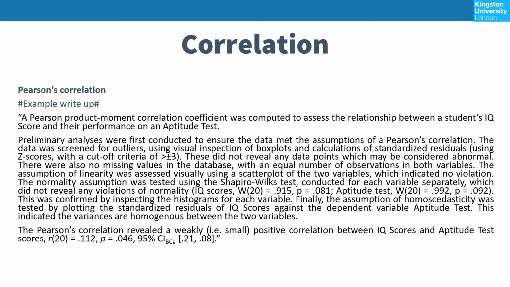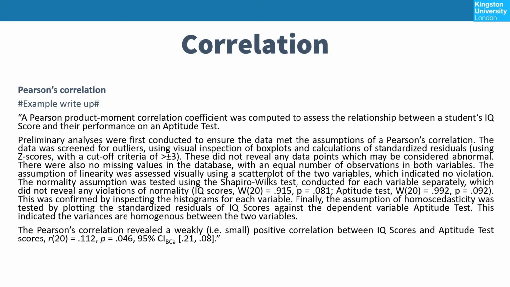Then you would mention that preliminary analyses were first conducted to ensure that the data met the assumptions of a Pearson's correlation. The data was screened for outliers using visual inspection of box plots and calculations of standardized residuals using z-scores. And then you mention what your cutoff criteria was, because these may differ from study to study. You would say these did not reveal any data points which may be considered abnormal. There were also no missing values in the data set. With an equal number of observations in both categories.